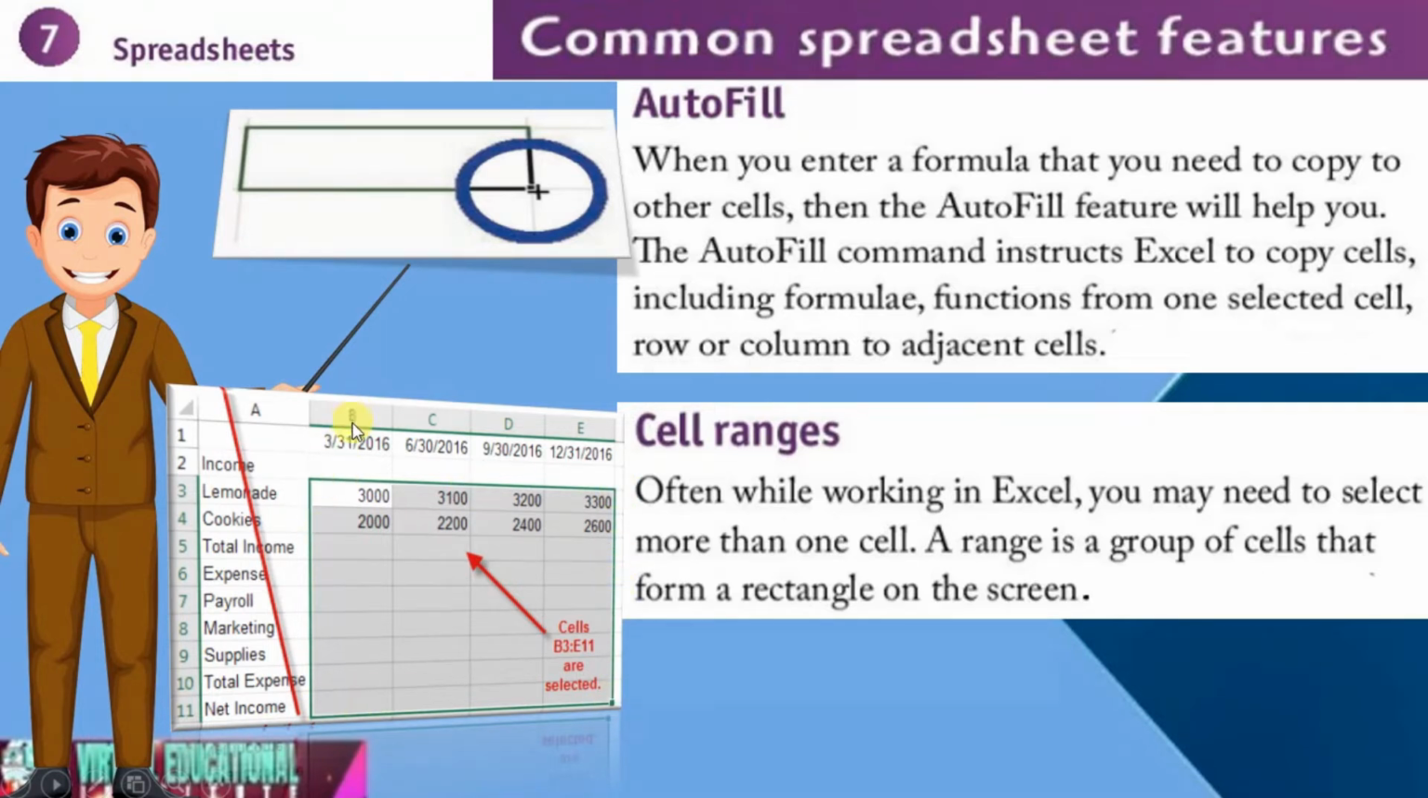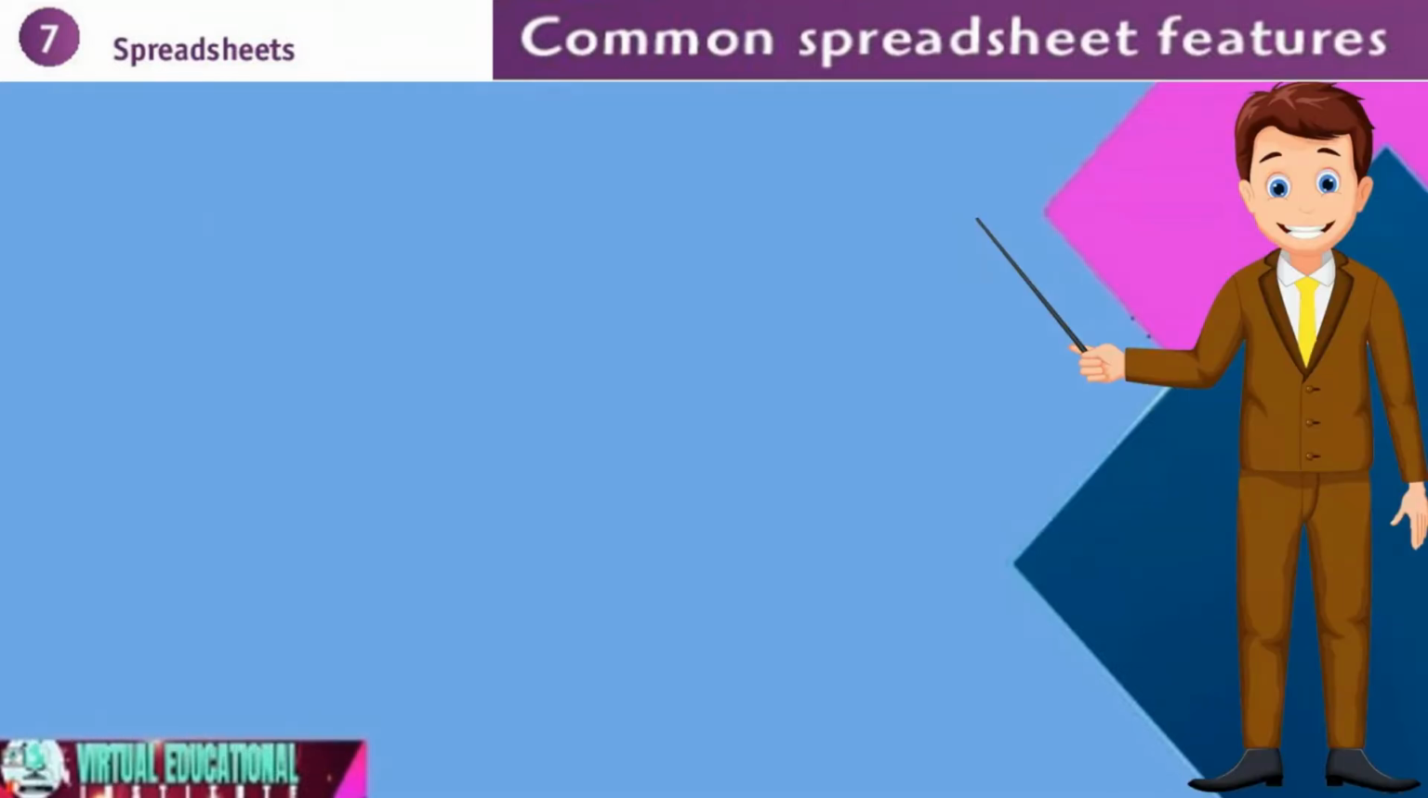from B3 and it goes all the way to E11. So the range of cells, or the cell range, based on what is highlighted here, would be from B3 to E11. So when we speak about cell range or range of cells, that is what we speak of.